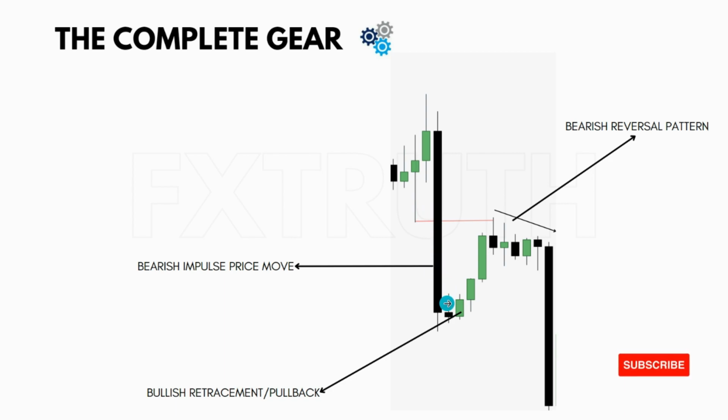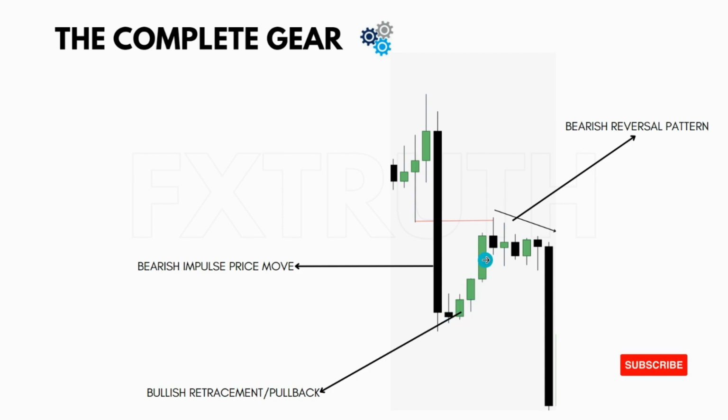Now the next gear we're looking for is: is price going to keep pushing without reversing? No, that's not what we want. We want price to retrace, we want price to pull back, and that's what the second gear is all about. Now we start seeing a willingness for price to retrace, and this is our second gear. That now gives us the assurance that we're going to get to the third gear, which is one of the most important parts of this particular system.